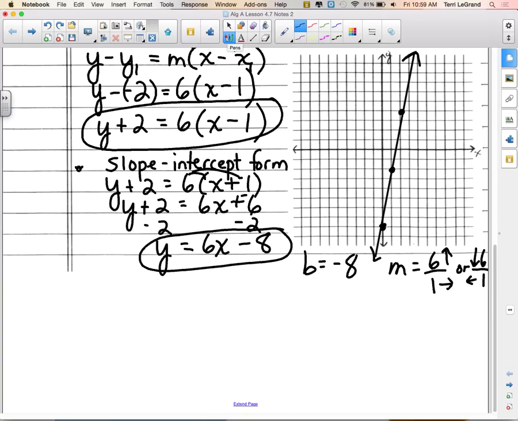And I'm going to feel pretty good about my line and my equations if what? What do you think would be a really good check here? See if both your points go through it. Yeah, let's go see. What were our points again?